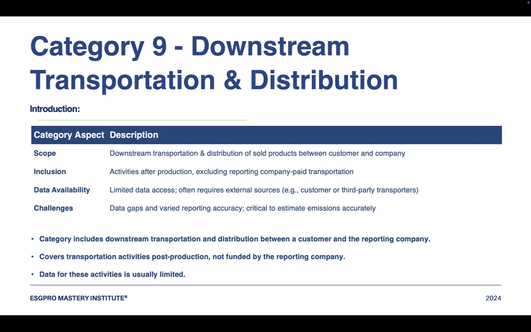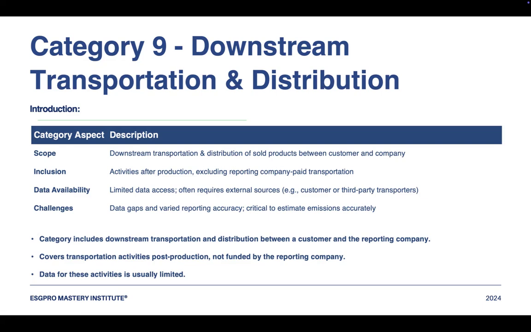On data availability, again, it is the customer who is deciding what he will do with that raw material, which route he will take it to his place, or where he is using it. It is his decision. So the data will always be limited here. It often requires external sources to establish that fact, like customer or third-party transportation. The challenge here is data gaps and varied reporting accuracy, which are critical to estimating emissions accurately.